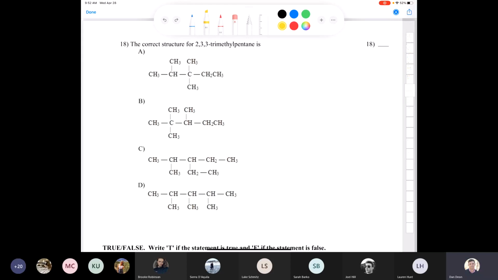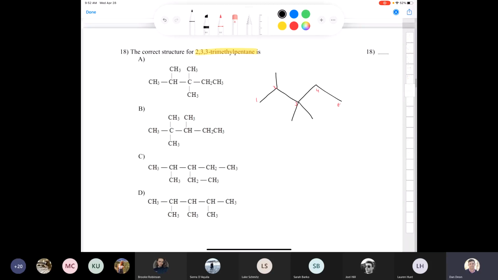What I like to do with these kind of problems is I draw the bond line structure of the molecule. Okay, I've got a pentane, 1, 2, 3, 4, 5 carbons like that. I've got a methyl group on carbon 2, right? Again, this is 1, 2, 3, 4, 5. And I've got 2 methyl groups on carbon number 3 like that. Could anybody tell me which one of these is a representation of what I have drawn as a bond line structure? And it's not a trick.